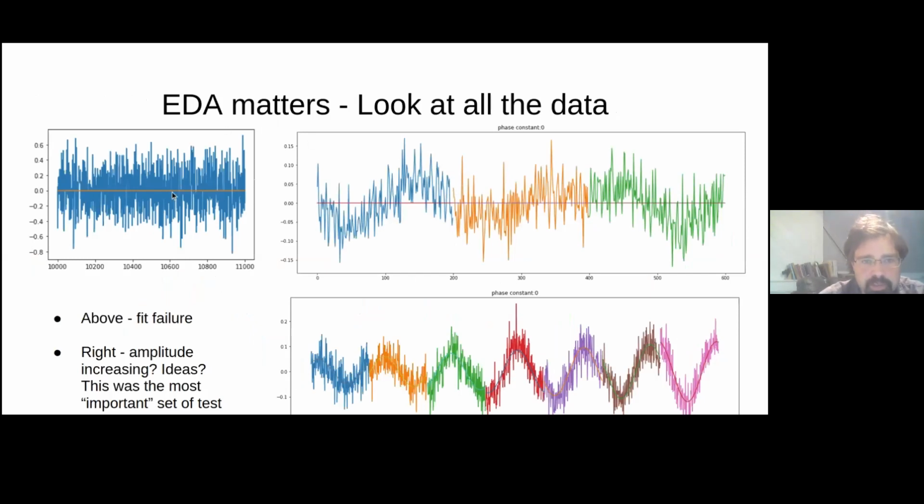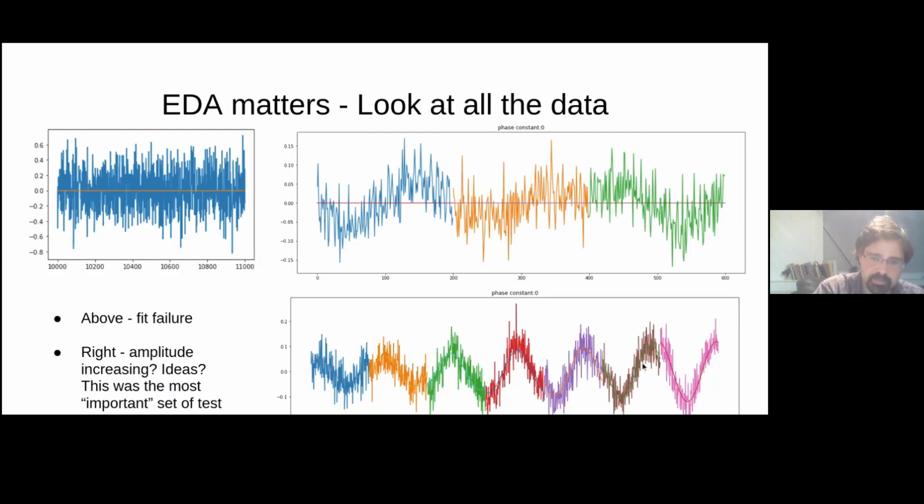Okay, so further EDA. There's some places that this failed. So if it was completely automated, you wouldn't notice this. This really can't be fit appropriately because there was some strange drift in the middle. So the fit failed. And it's good to actually be able to look at that, and so you can trust what your automation is doing.